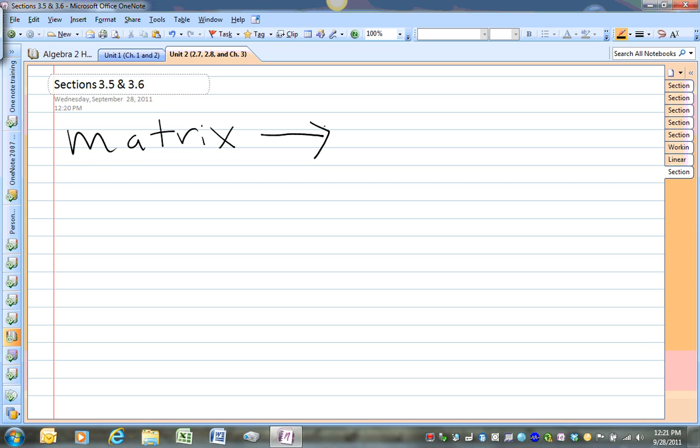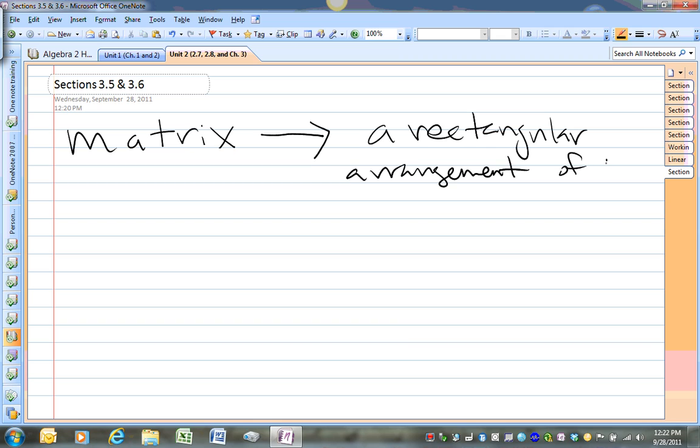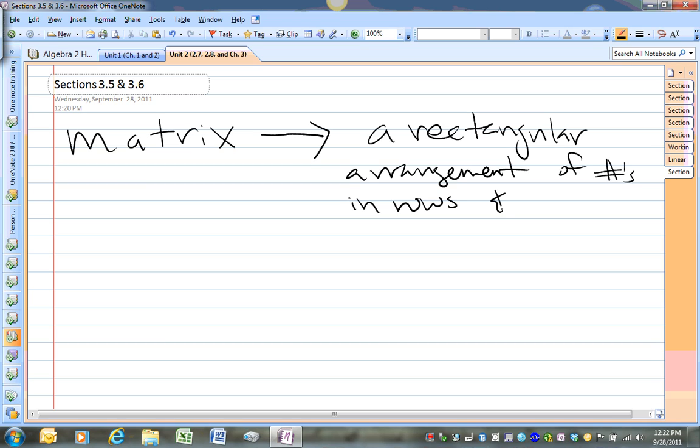But in math, what a matrix is the following. A rectangular arrangement of numbers in rows and columns. So let me give you a good example.